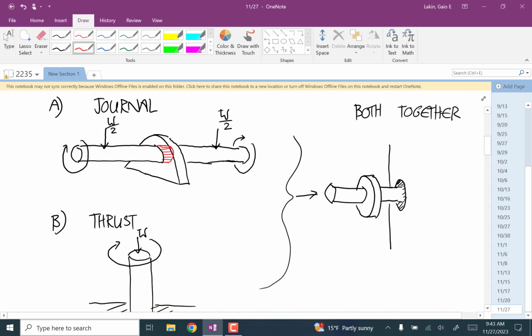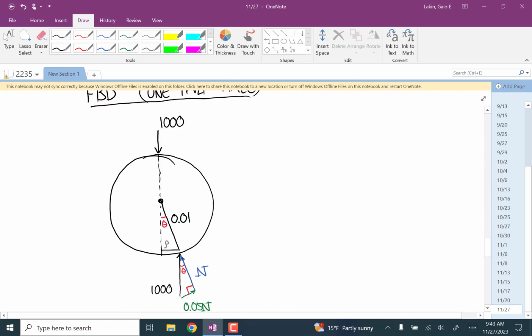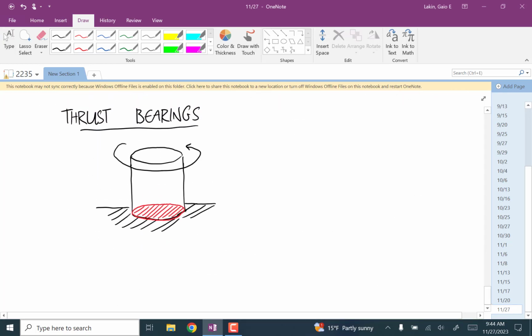There would be a surface like that, and then there would also be a surface like this. And you would have to do both of those and just add the two couples together. Okay, and we'll call this N.